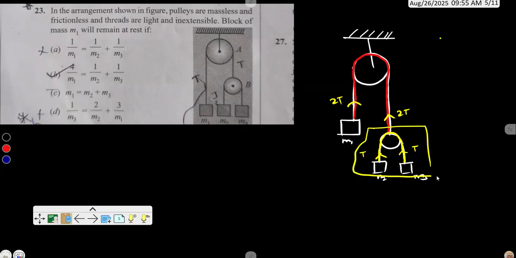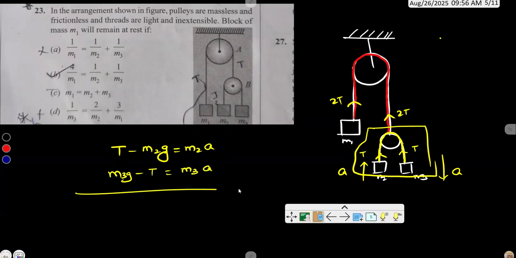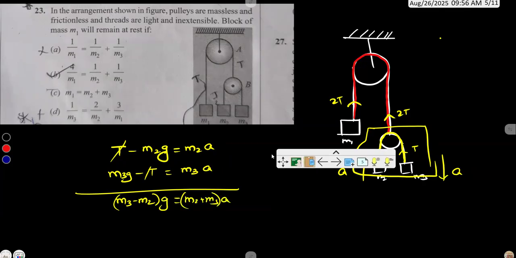Only this part, let us draw the FBD and let us find out. And I am assuming that this is going upwards with acceleration A. On this side, it is coming down with acceleration A. So I can write the equation as T minus M2G is equal to M2 into A, because tension is upwards, acceleration is upwards, so tension will be more. On the other side, M3G minus tension is equal to M3A. This would give us tension and tension gets cancelled. M3 minus M2 into G is equal to M2 plus M3 into A. This is what you're going to get.